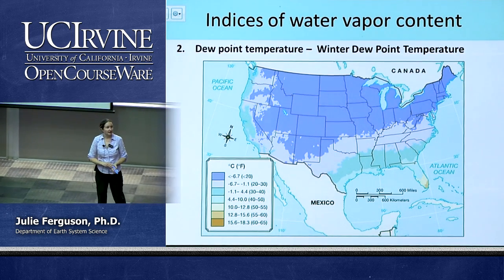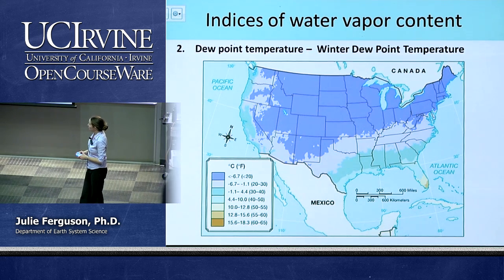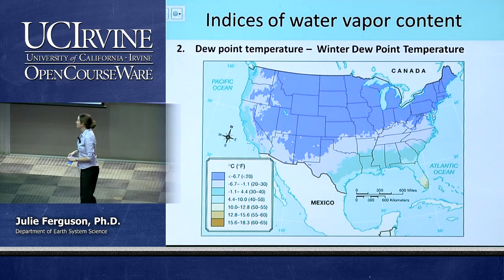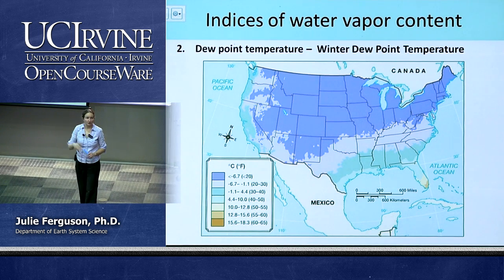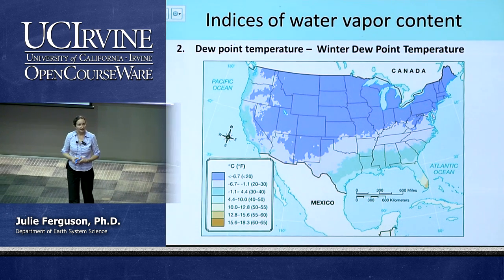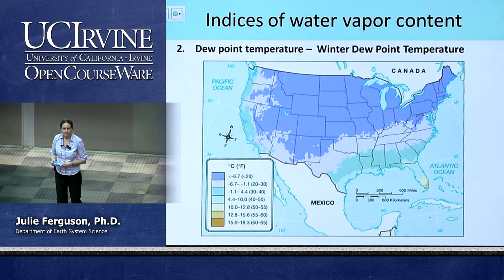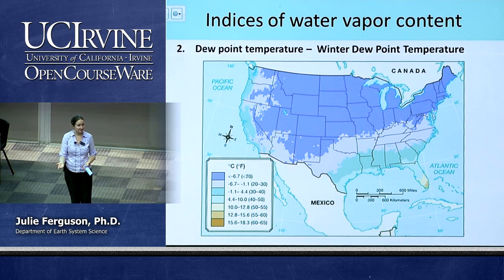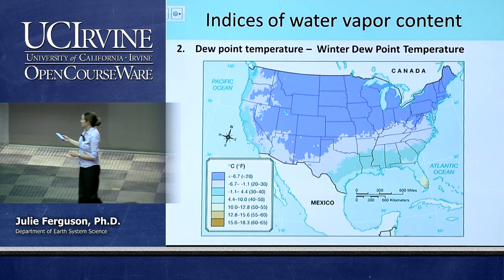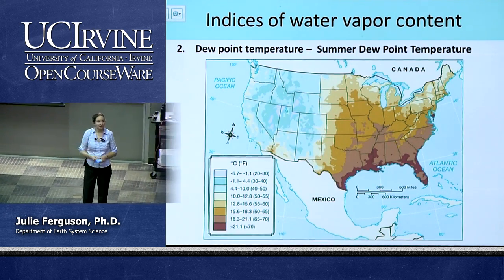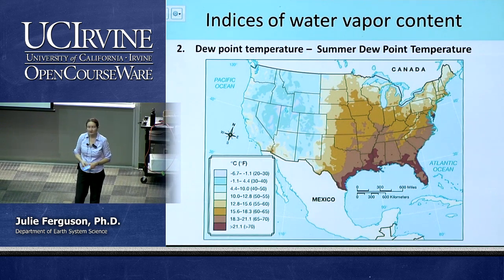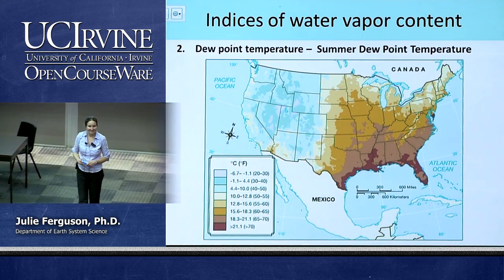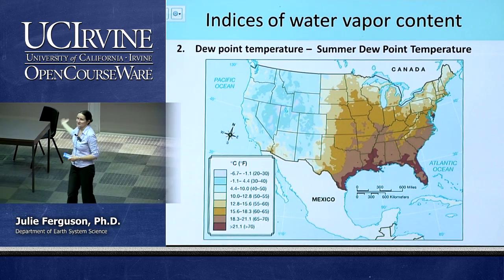So here is a little map showing you the dew point temperature over the US in the winter. Those darker purple colors are the colder temperatures. So is that less or more moisture? The colder temperatures are less moisture. Now let's look at the summer, and you can see that there's a really different pattern. So where is there a higher amount of moisture at this time of year? Florida, the East Coast.